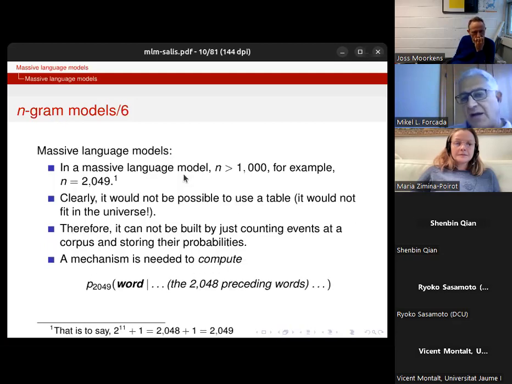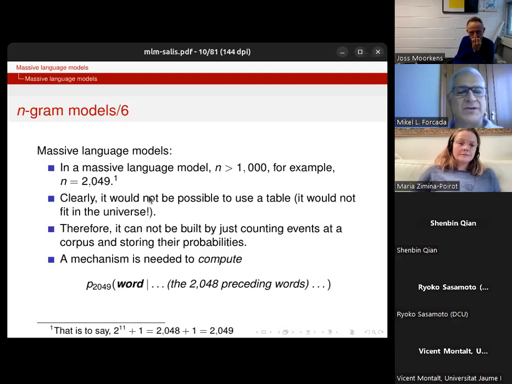But in massive language models, what they usually call large language models, I like to call them massive, so that we get a better idea of their sheer size. I mean, the size of the n-gram is about 1,000. So the context is about 1,000. Actually, the number is usually something like 2049. This is a very weird number, but it's because computer people, like you see in the footnote, like binary powers. So that's 2 to the 11th power plus 1.